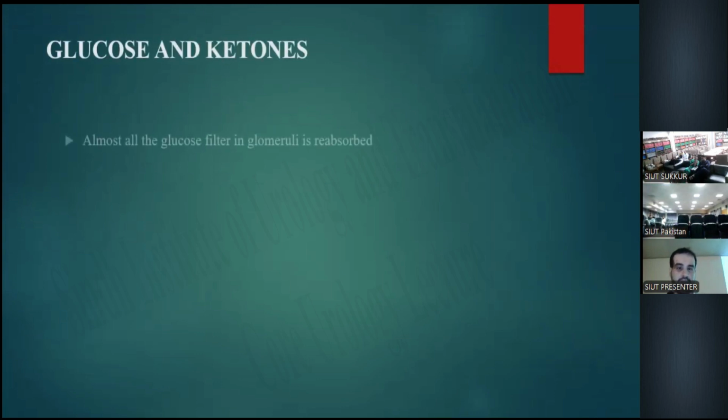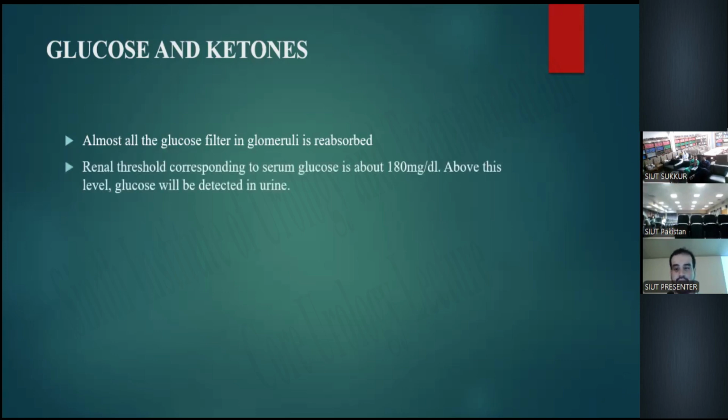So glucose and ketones in the urine. Almost all glucose is filtered in the glomeruli and reabsorbed. But there is a certain threshold that, if crossed in serum, then the excretion of glucose will start from the glomeruli. The threshold is 180 milligrams per deciliter. If serum glucose is more than 180, then you will start seeing glucose in the urine.